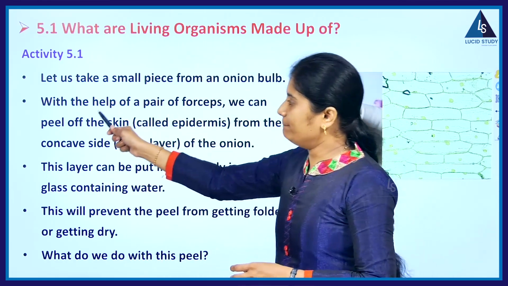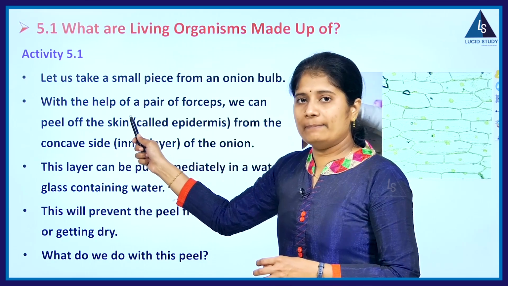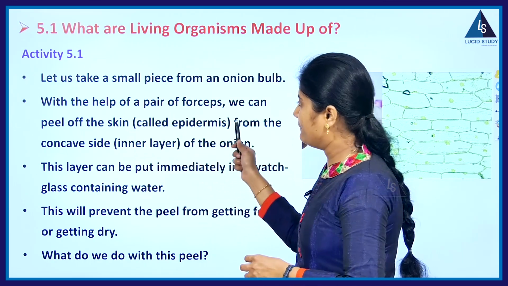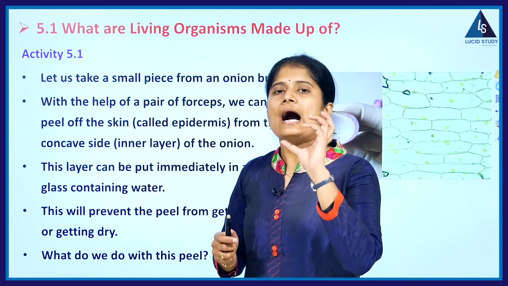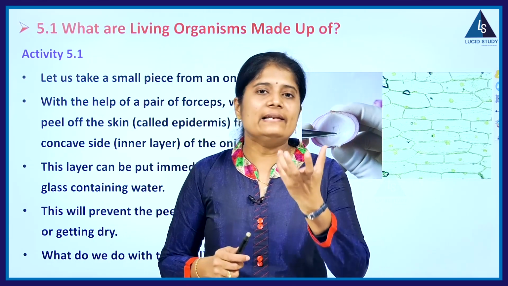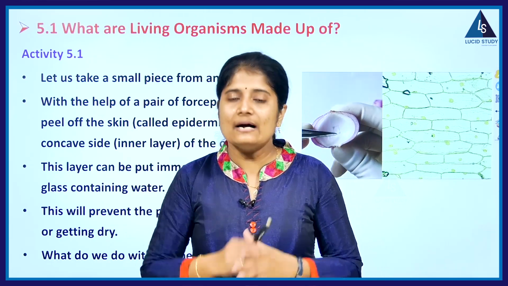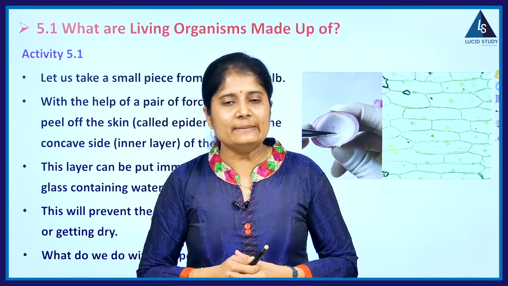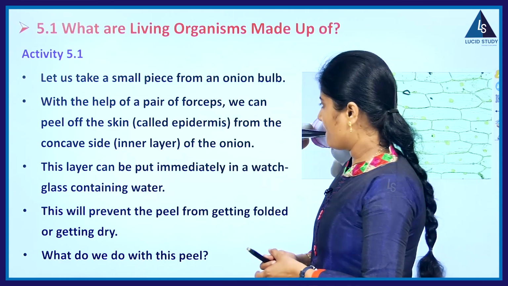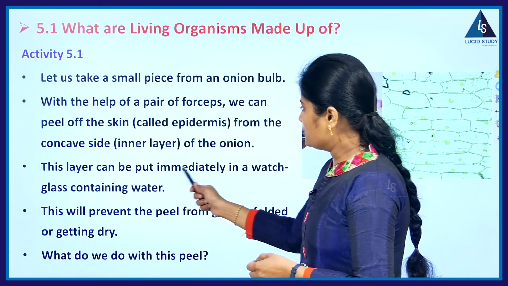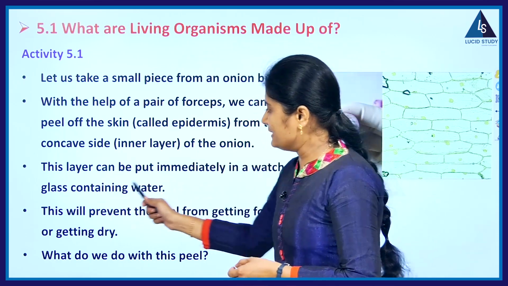Okay, that peel of the particular skin part of the onion, we term it as epidermis. Epi in the sense upper, dermis in the sense the layer which is going to be seen towards the upper side. So altogether we term it as epidermis. This layer can be put immediately in a watch glass containing water.